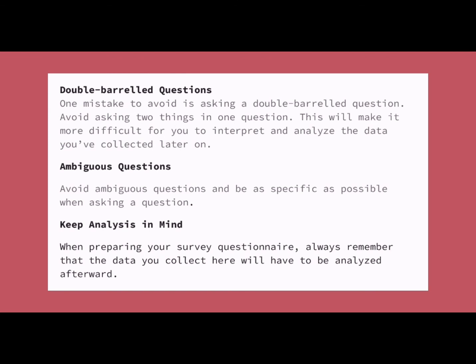Keep analysis in mind when preparing your survey questionnaire. Always remember that the data you collect here will have to be analyzed afterward. So, for example, one of your factors for your research is age. So, if your objective for asking the age is to find out the average of your respondents, then your question should ask the exact age. What is your current age? Afterward, you collect the data from the survey, and then you have to analyze it.